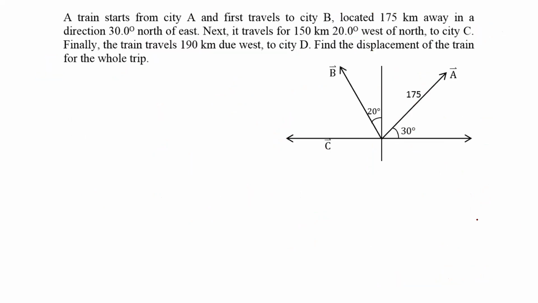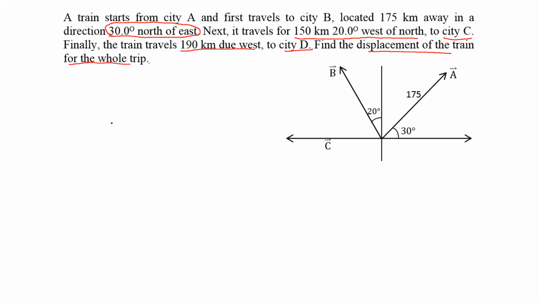Now let's go to this very important problem. A train starts from city A, first travels to city B located 175 kilometers away in a direction of 30 degrees north of east. Remember, what does this mean? Next, it travels for 150 kilometers, 20 degrees west of north to city C. Finally, the train travels 190 kilometers due west to city D. Find the displacement of the train for the whole trip.